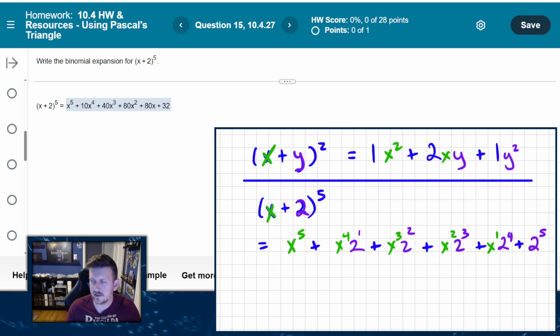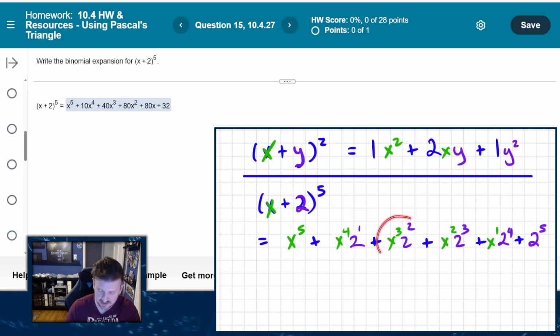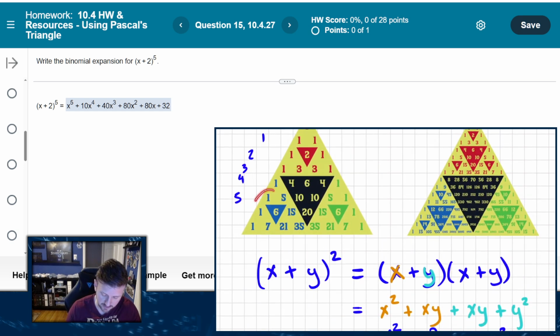If we're looking at the answer above my head, I see this should be 10 times x to the 4th, but it just has a 2 to the 1st, and this should be 40, but this is just 2 squared. It's because I need the binomial coefficients. So I still need my 1, 5, 10, 10, 5, and 1.